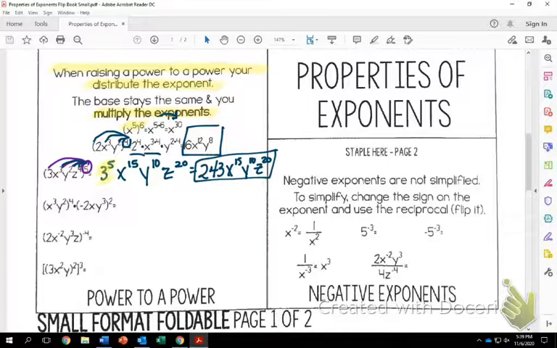All right, the one beneath it, it's actually broken up. You can see that we have one exponent on the outside here, which we distribute.